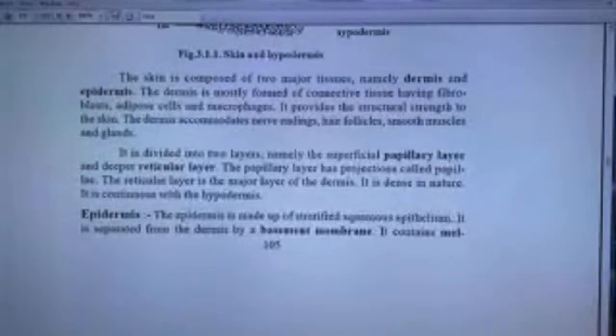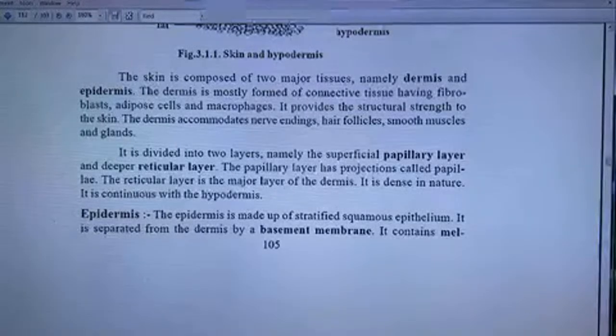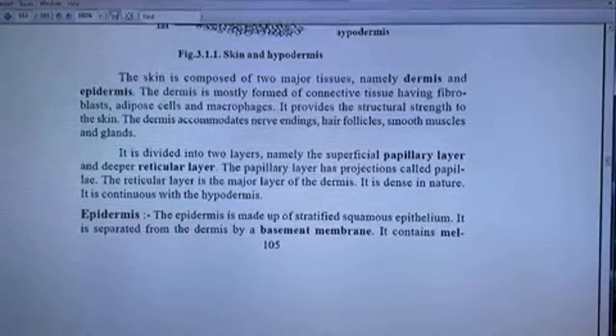It is divided into two layers, namely the superficial papillary layer and the deeper reticular layer. The papillary layer has projections called papillae. The reticular layer is the major layer of dermis. It is dense in nature. It is continuous with the hypodermis.